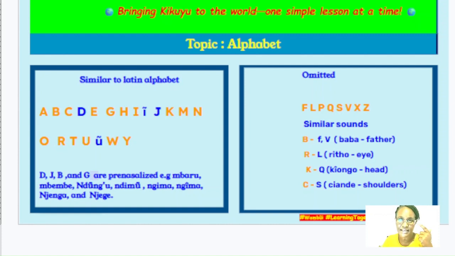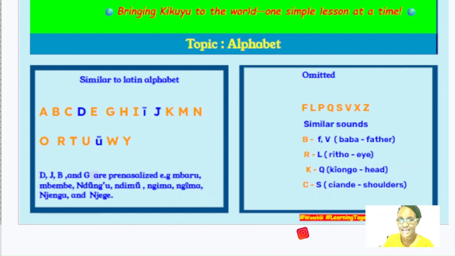Rido, like the I. Sometimes in the Kikuyu language, there's that problem of the L and the R. So some people will say lido, but it's supposed to be rido, which is R. Then we have K and Q. May sound similar, but it's not the same. Kyogo, like the head. Kyogo is head, not Q.